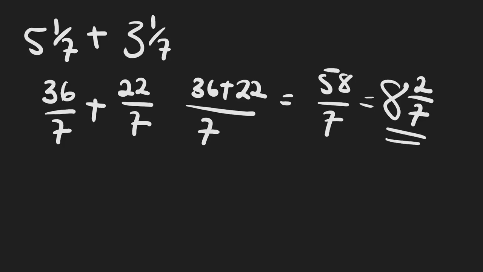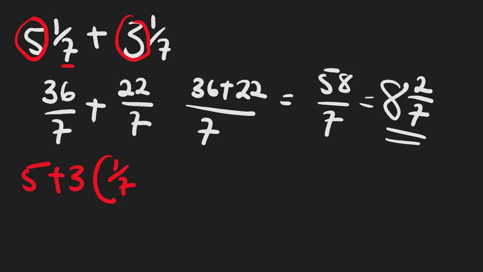So using the second method now, we're going to add the whole numbers. These ones, add them together, will be 5 plus 3, then these ones, 1 over 7 plus 1 over 7. So 5 plus 3 is 8.